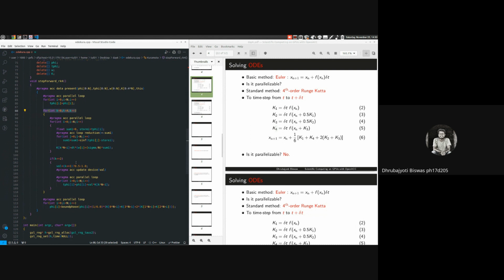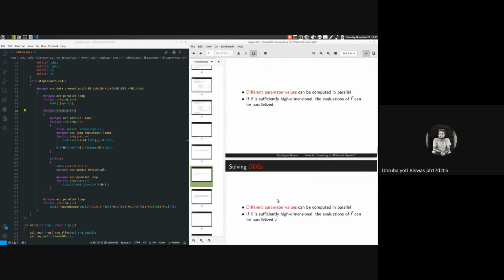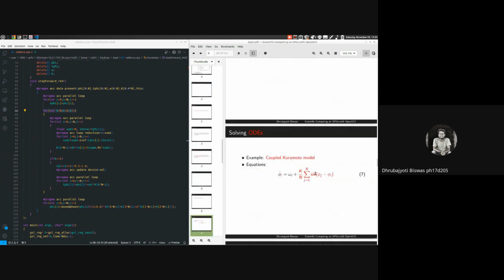Now what we do is, for each value of k, I have to evaluate this function. So what is this function for the Kuramoto model? It is just sine of phi j minus phi i multiplied by K over N, plus omega i. So I am doing the same thing. I am storing this phi i from t phi. I have stored it and I am creating a sum. What is this sum doing? It is accumulating, using a reduction, all the sin of t phi j minus phi i.